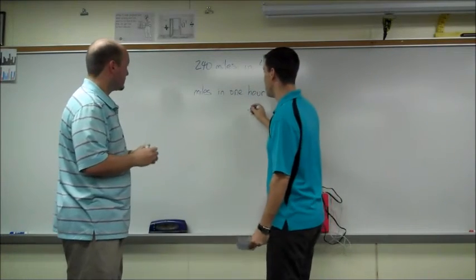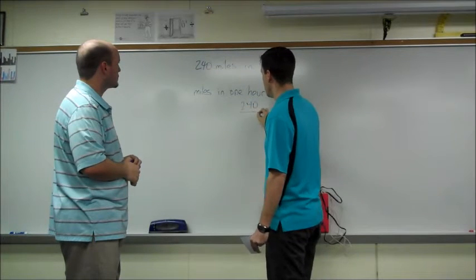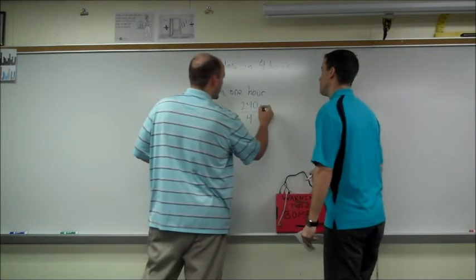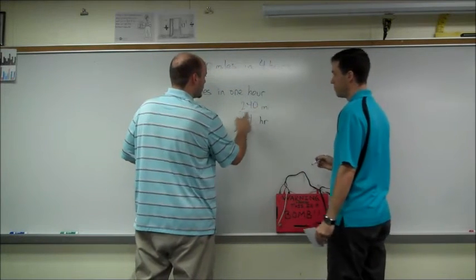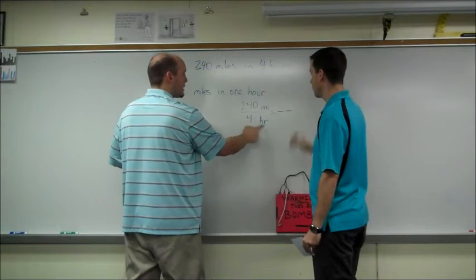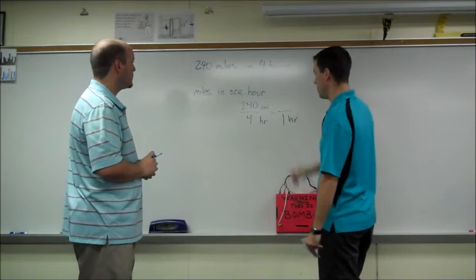Well, I think you're going to need to divide, which would look something like this, 240 over 4. When I put my labels on here, this gives me miles per hour, or in other words, how many miles can we drive in 1 hour? And I want it to be 1 hour, like you said.